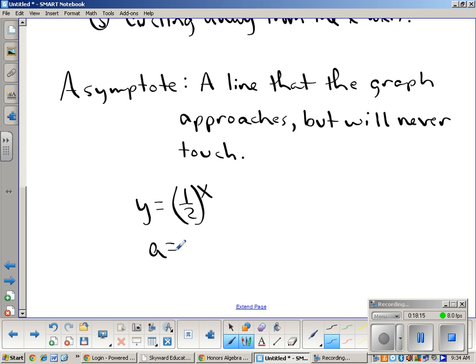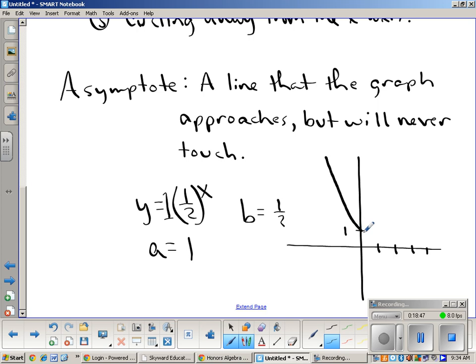Multiplying. So if I'm multiplying 2 numbers and one of them is not there, that number has to be a 1, right? Because if it was a 0, then that would mean none of the numbers were there. Okay? So it's understood to be a 1 here. So A is a 1. And my B value is 1/2. And so if I went to graph this, it's going to cross the y-axis at 1. And it's going to get closer and closer and closer down here. It's never going to touch it.